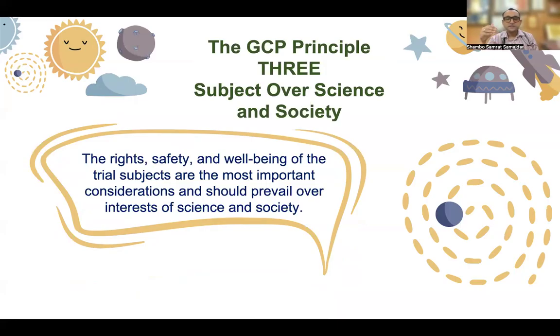Now, the third principle, subject over science and society. It is not like I need to bring a fantastic COVID vaccine to save humanity, and that is why I am going to do anything with the participant. No, not at all, because the subject's right is over science and society. Each subject, each patient, each participant is important. The rights, safety, and well-being of the trial subjects are the most important considerations and should prevail over the interest of science and society.